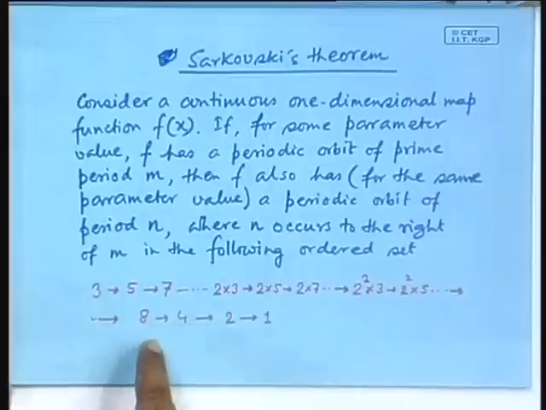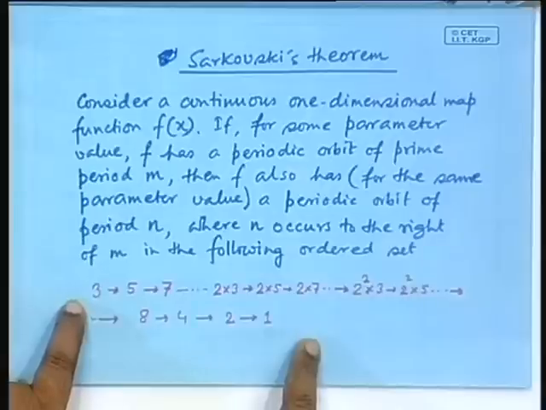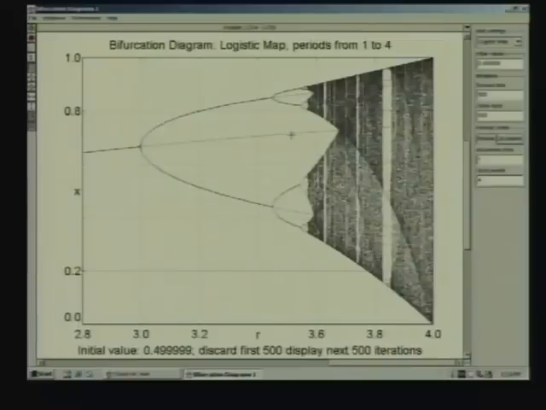So, if you ever find a periodic orbit with period 3, which means that all the periodic series must be there, but all these periodic series are unstable. So, if you have a period 3 orbit, which means that at the same time for the same parameter value, all the other periodic series are existing, and that is why the famous theorem by Li and Yorke, period 3 implies chaos, can be said to be a corollary of this Sharkovsky theorem.